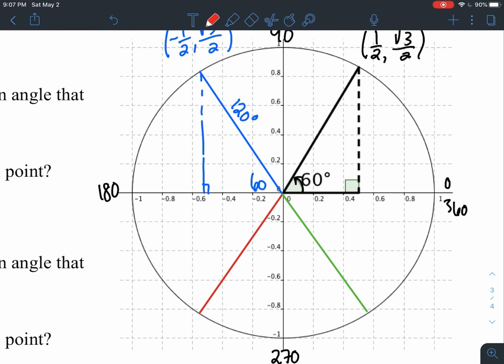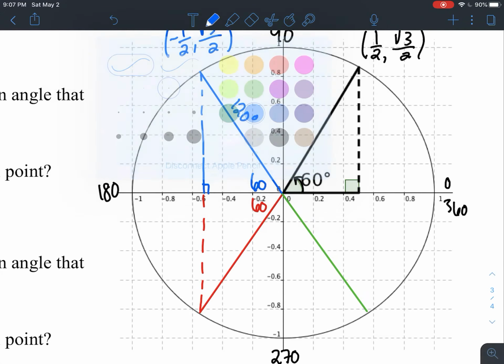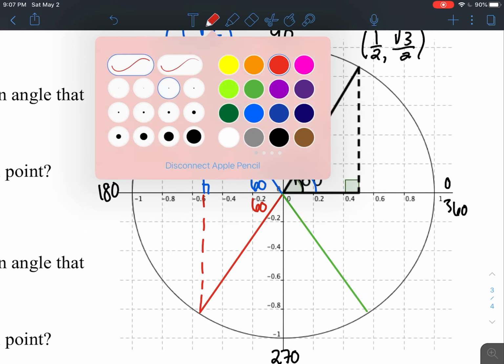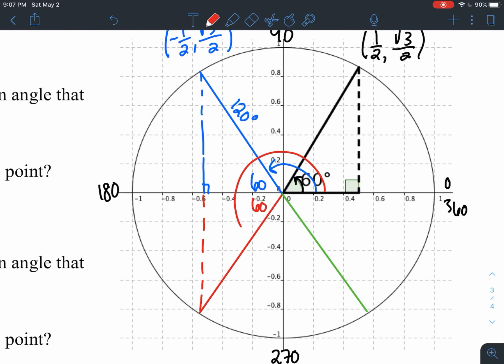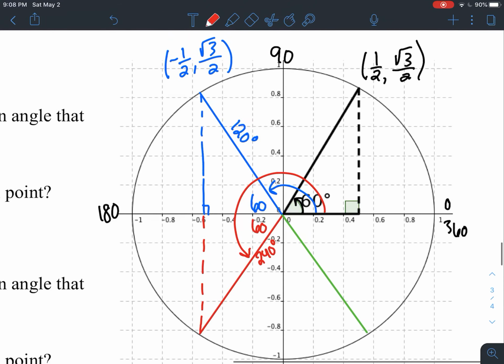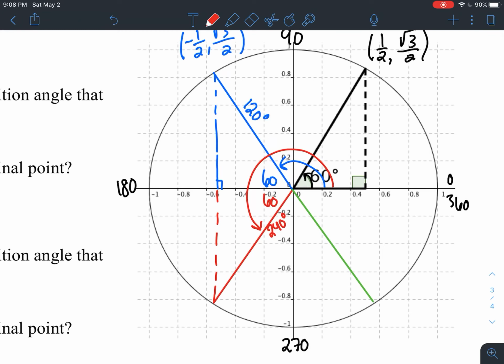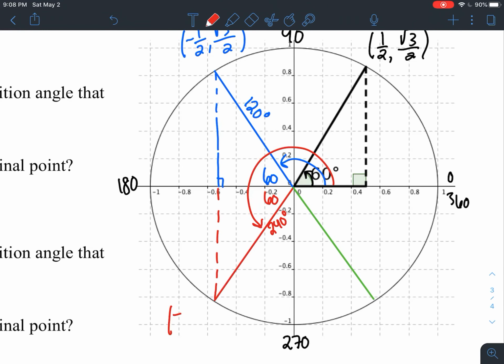So that's that terminal point there. For my red one down in quadrant 3, now I'm 60 degrees past 180. So again, my blue one, that's from there all the way around, that's the 120. My red one is 60 degrees past 180. So that one is 240 degrees. Terminal point, now it's going to be both negatives, negative x and negative y. So a negative 1/2, comma, negative square root of 3 over 2.